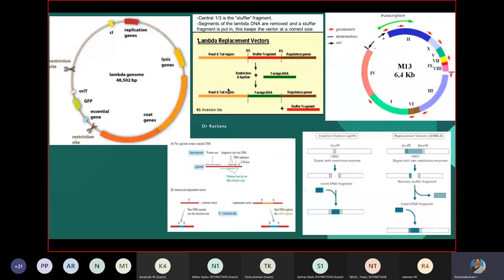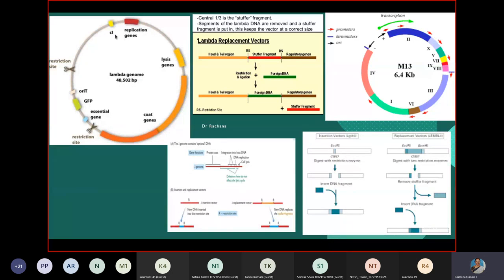This is the diagram which I was trying to explain. What are lambda insertion vectors? On the left, this figure is familiar to everybody. All of you know the size of the lambda genome is 48,000. The other day I thought I mentioned it as 4,000. It is indeed 48,000, so just in case I made a mistake, please correct it. The size of the lambda genome is 48,000 kb.